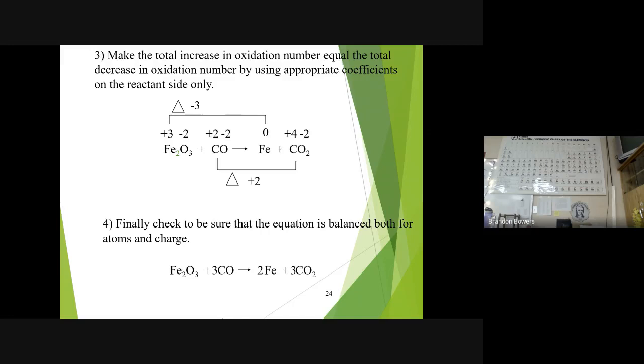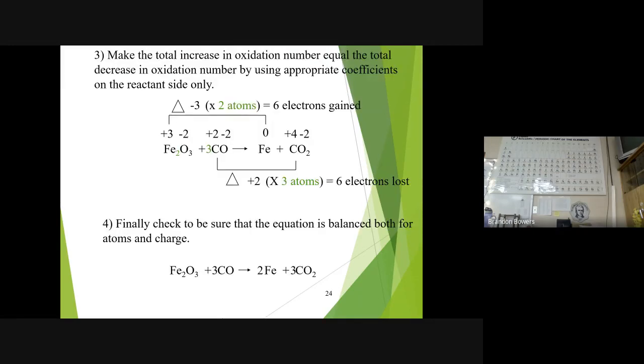So, let's see what we got. What's this tell us? Okay. We gained 6 electrons, lost 6 electrons. Perfect. Got a 3 there. Perfect. Okay. Now, finally check to make sure the equation is balanced both for atoms and charge.